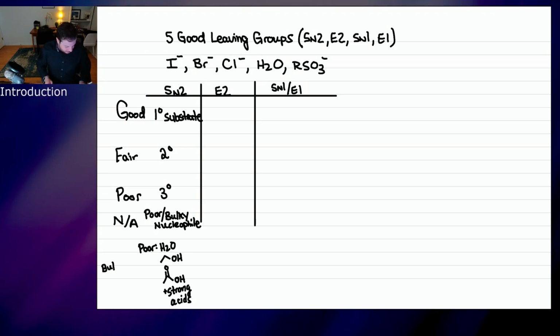For bulky, there's not a clear definition of what makes something bulky, but just to keep things simple in this class, we're just going to consider bulky as the tert-butoxide anion. So it's a tert-butyl group attached to oxygen with a negative charge. That's considered a bulky base and won't participate in SN2 reactions because it's too bulky. For the E2 reaction, to determine whether it's good, fair, or poor, you actually look at the pKa of the conjugate acid of your nucleophile.